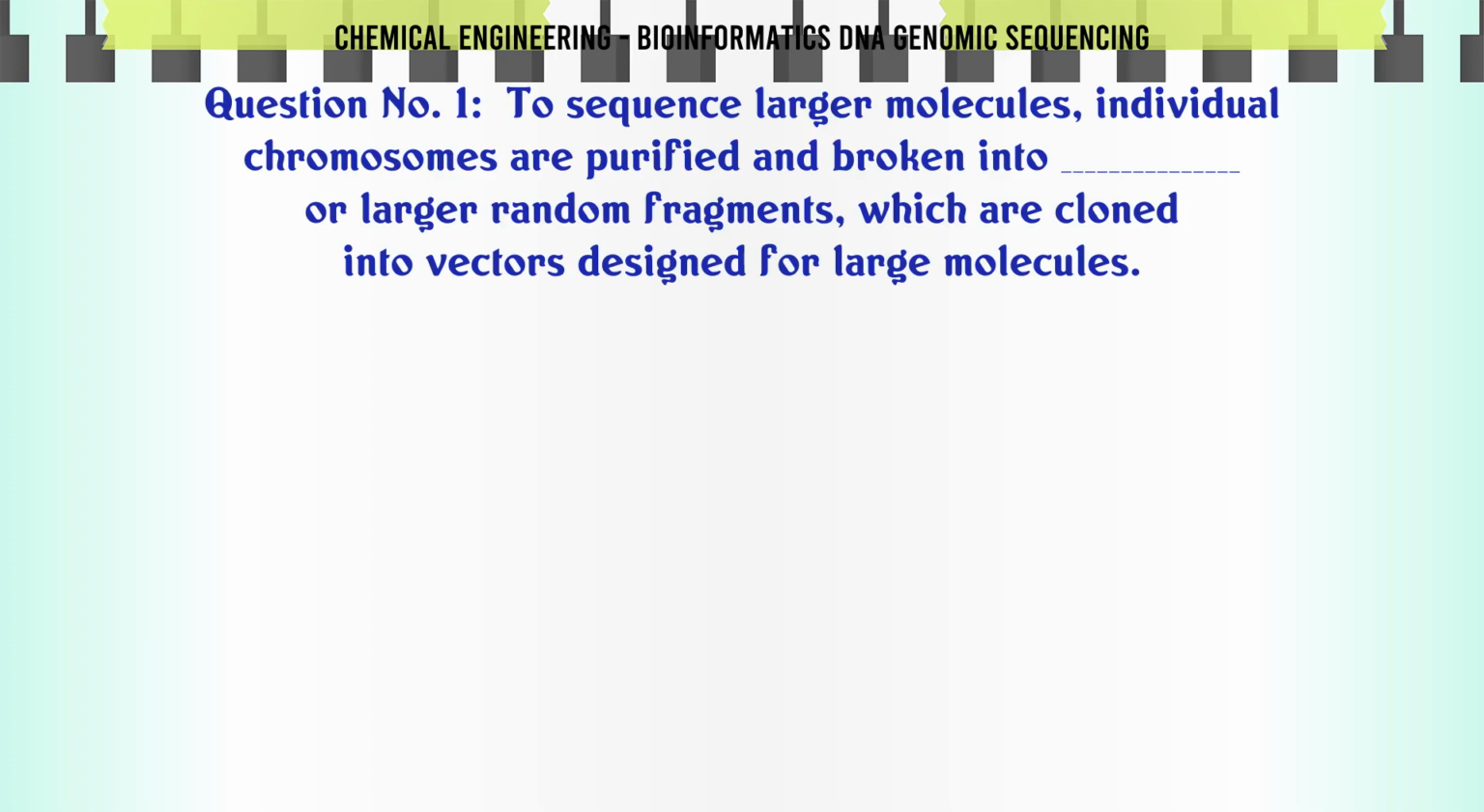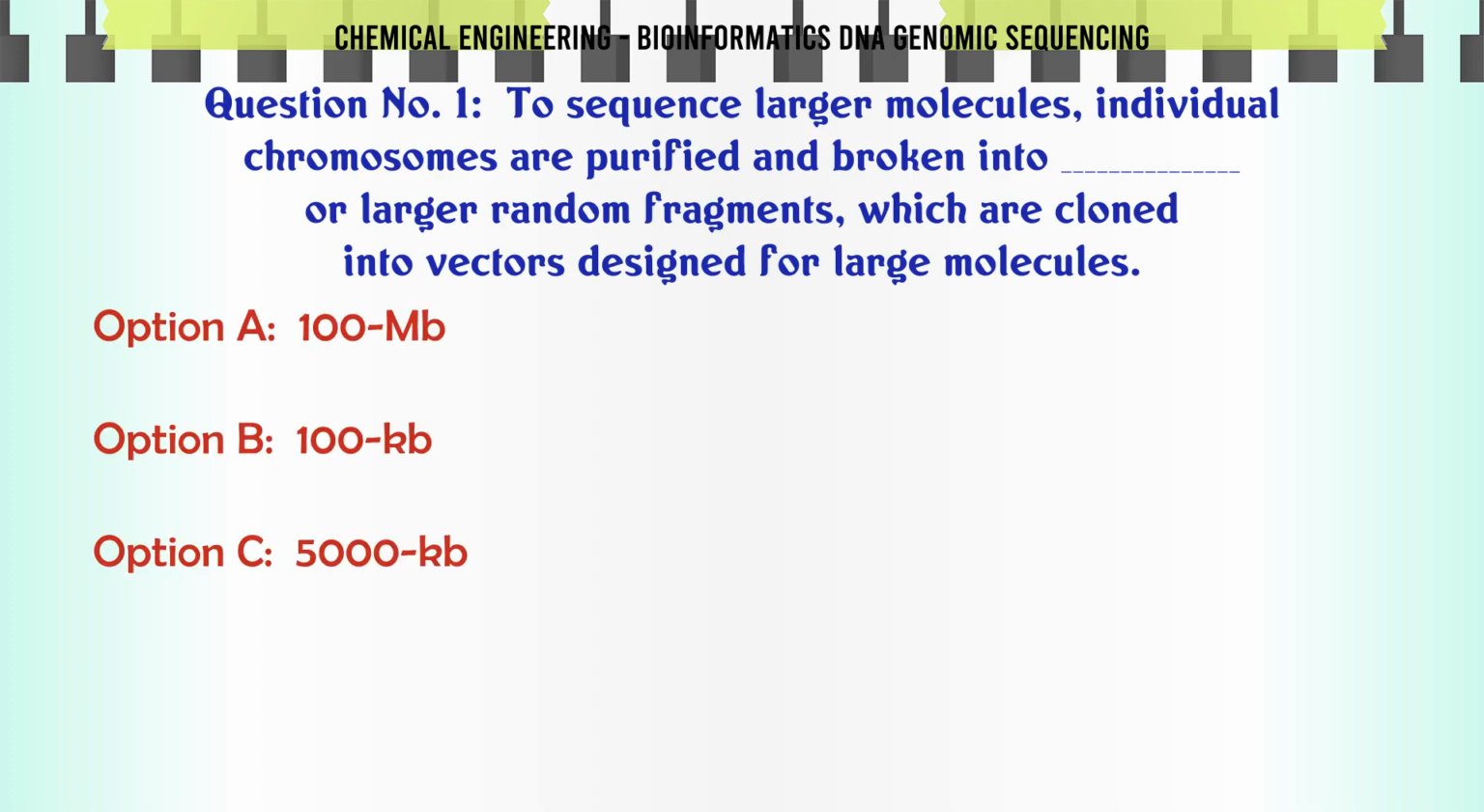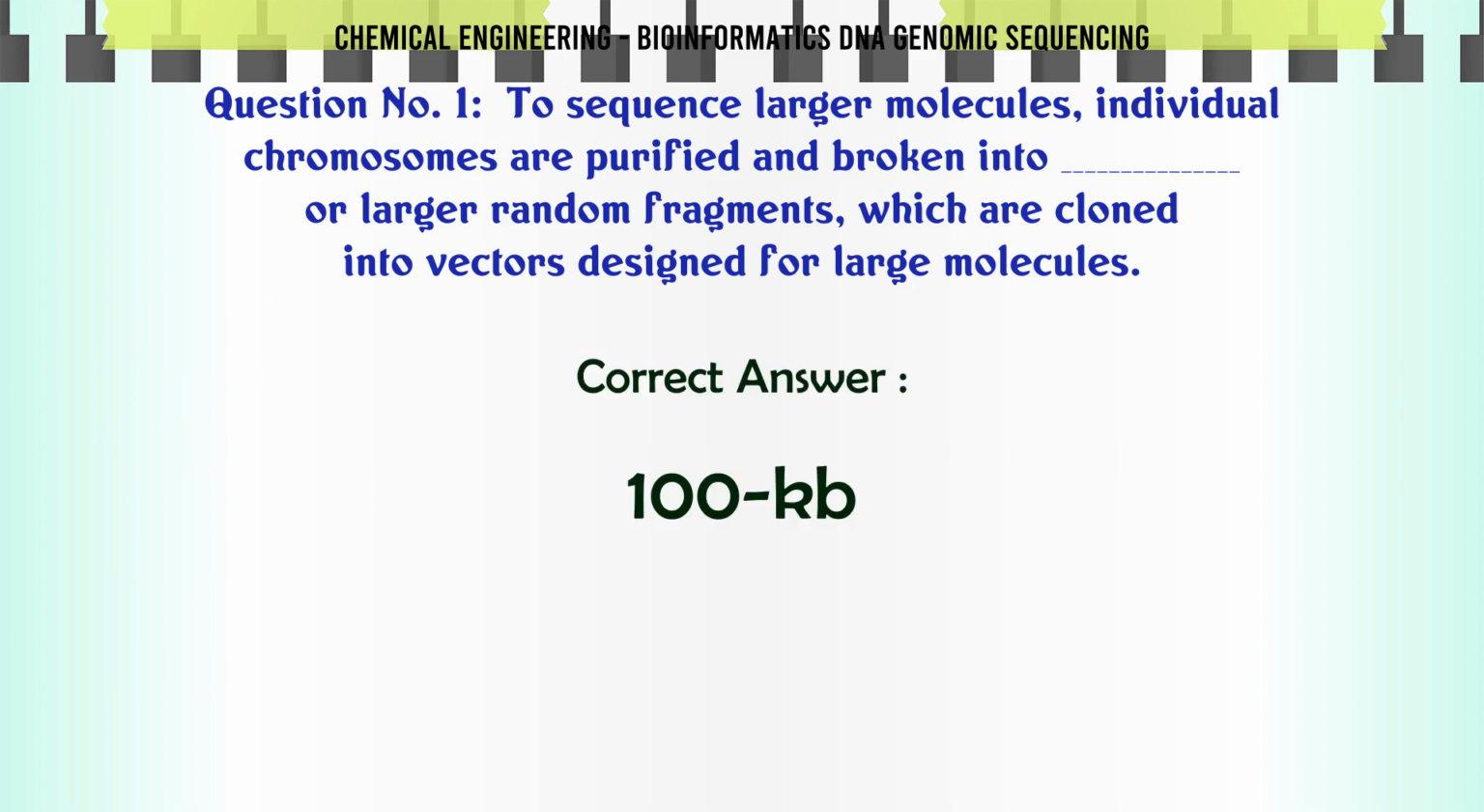To sequence larger molecules, individual chromosomes are purified and broken into smaller or larger random fragments, which are cloned into vectors designed for large molecules. A. 100 MB, B. 100 kilobyte, C. 5000 kilobyte, D. 600 kilobyte. The correct answer is 100 kilobyte.